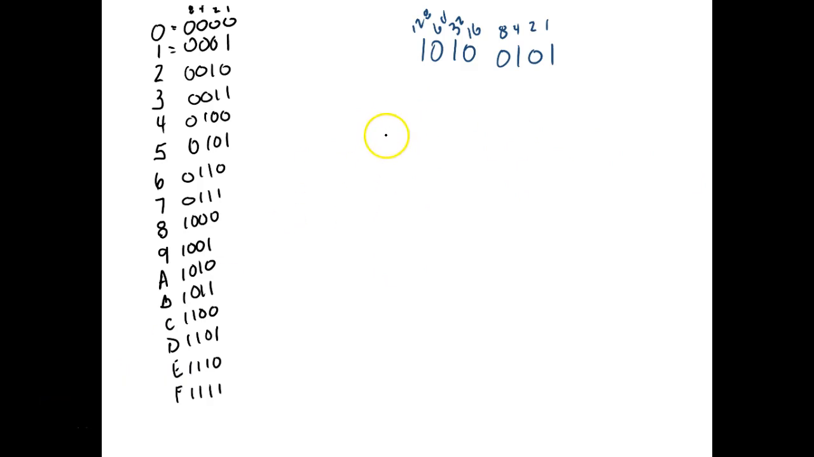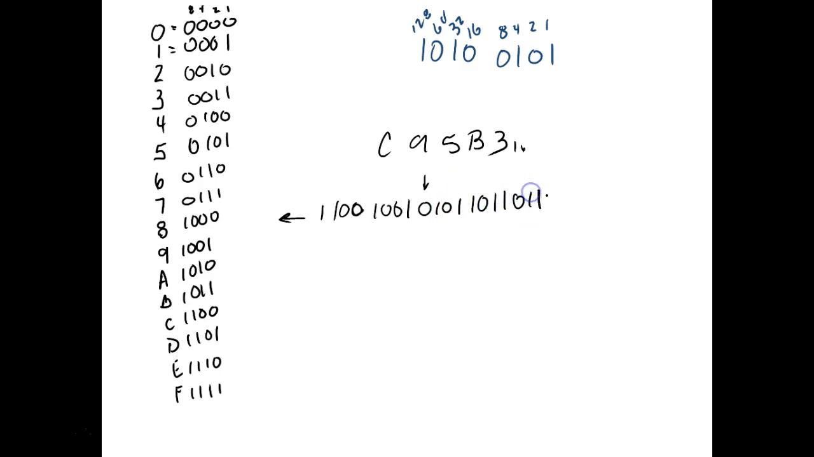Well, I can come over here, I can say C95B3, and this is base 16. Well, I would write down the pattern for a C, the pattern for a 9, the pattern for a 5. I don't drop any zeros. You can't drop zeros in here. The only place you can drop zeros is over here, right? You understand? You have to write down the entire 4-bit pattern. There's a 5, there's a B, and there's a 3.